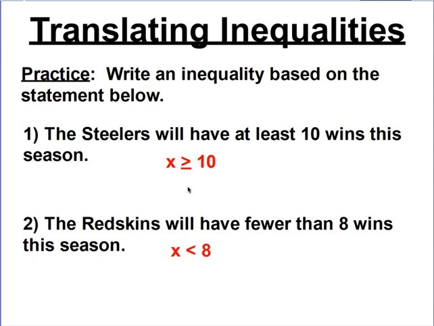For the second one, Redskins will have fewer than 8. Fewer than 8 means not up to 8, so less than 8. So X is less than 8, which means X could be 7, 6, 5, 4, 3, 2, 1, continue. Okay? So here's the next question.